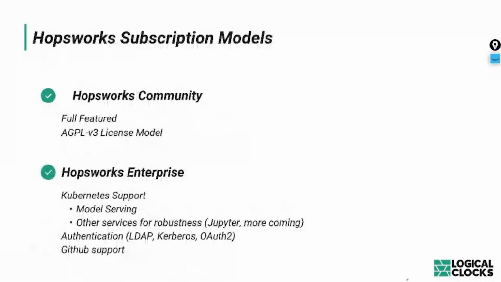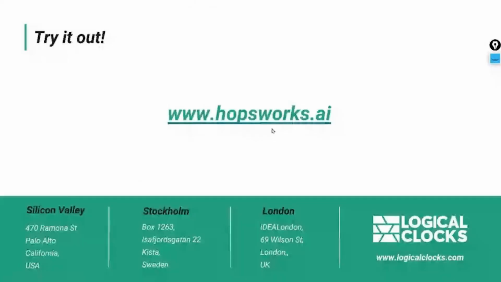If you're interested in the platform, it is an open source platform. It's AGPL-v3 licensed, and the enterprise version of Hopsworks differs in that it supports some enterprise integration. So you can do your model serving and run your notebooks in Jupyter on Kubernetes, and we have support for LDAP, Active Directory, OAuth2, and GitHub in the platform. If you want to try it out, you can follow along.